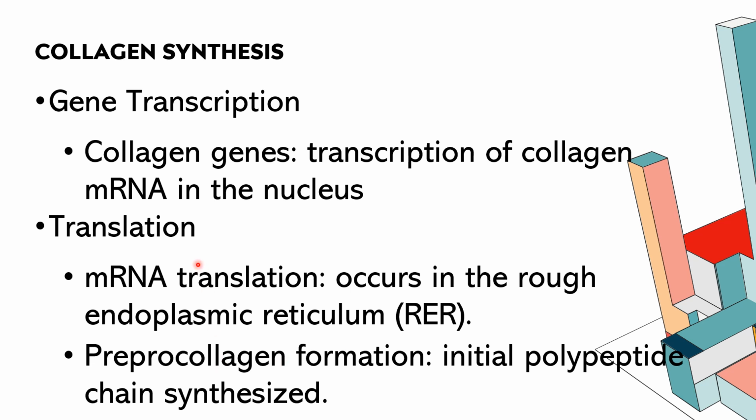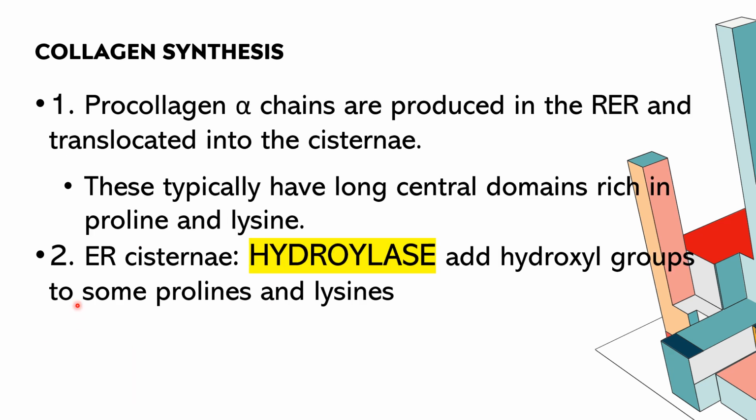For your transcription process here, we will be taking a look at this process in your biochemistry. Step one of your collagen synthesis: your pro-collagen alpha chains are produced in the rough endoplasmic reticulum and translocated into your cisternae.